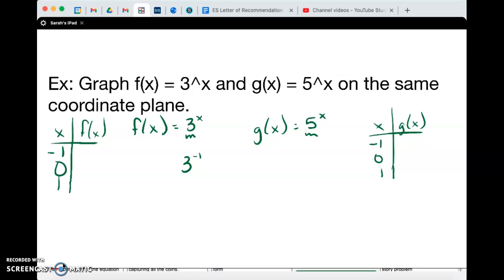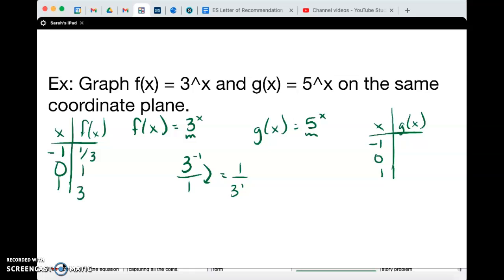Does anybody remember how to work with negative exponents? Yeah. So you write over 1, negative exponents, you move either to the bottom or the top, depending on what's that. So you move it down, so it's now actually 1 over 3 to the 1st power. It's just a third. So what is 3 to the 0 power? 1. And 3 to the 1st is 3.